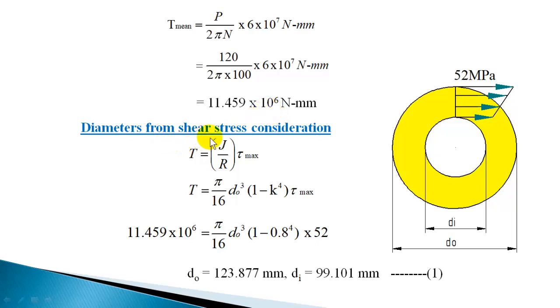Now first we'll go for the shear stress consideration. It's a hollow shaft with outer diameter d naught and inside diameter di. On the outside surface the shear stress should be limited to 52 megapascal. Inside surface will be having minimum stress, not zero stress. If it's a solid shaft, minimum is going to be 0 at the center. But when it is a hollow shaft, you will have minimum value of stress on the inner walls and maximum on the outer walls. So this maximum value on the outer surface should be limited to 52 megapascal.